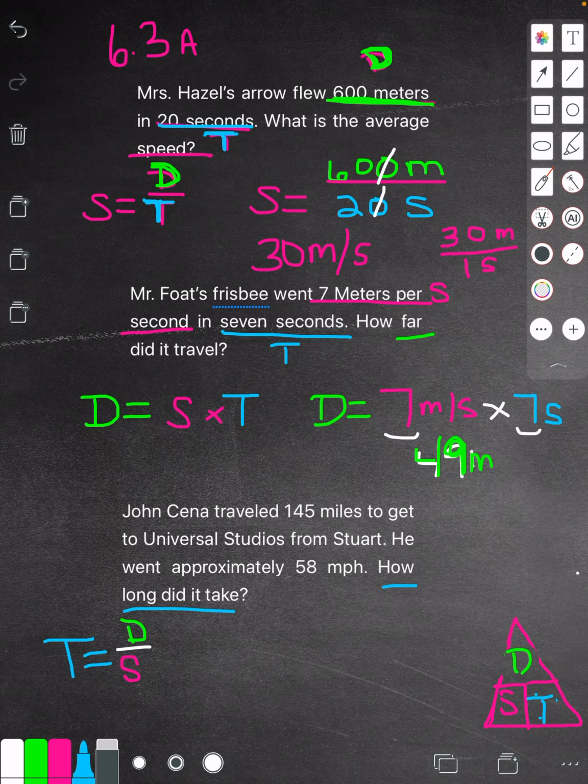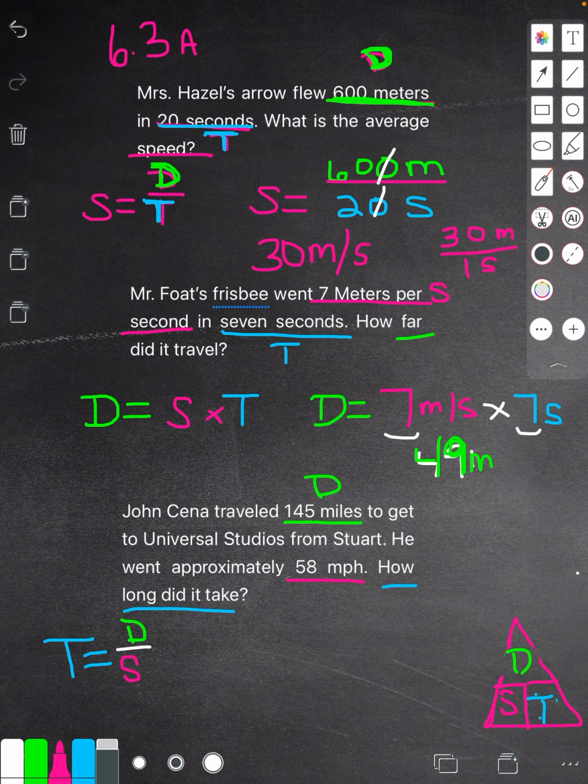Okay, so let's go back to the problem to figure out what we have in there. I'm going to underline our question because I know we're looking for time. Let's find our distance here. John Cena traveled 145 miles. Well, that sounds to me like a distance. To get to Universal Studios from Stewart, he went approximately 58 miles per hour. Miles per hour, thinking of my vehicle here, how quickly I can travel, that speed of what I'm traveling. And that is 58 miles per hour.